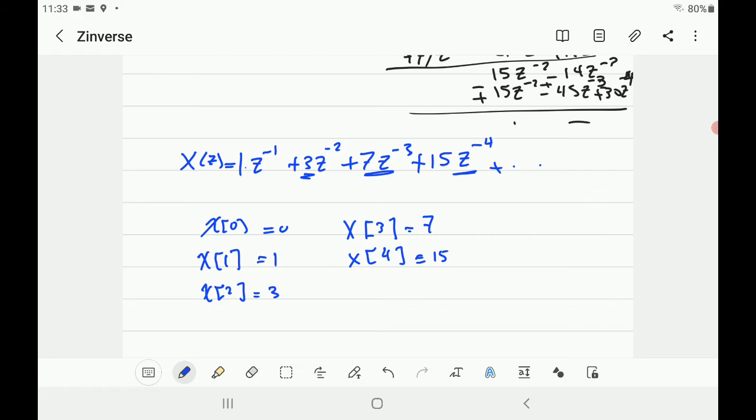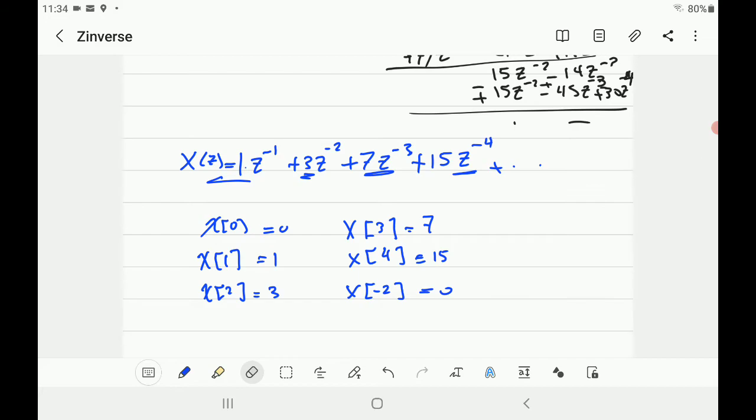Well, what about if somebody asks you what the value of x of minus 2 is? Well, x of minus 2, that's the coefficient of z^2. You don't have it here, all right? You don't have it here, because it should be before that. So it means it's equal to 0, all right? So now we can find any term of the sequence that you're asked for, x of n.